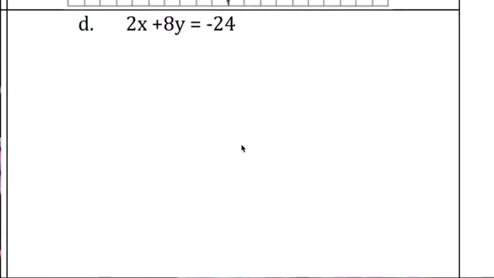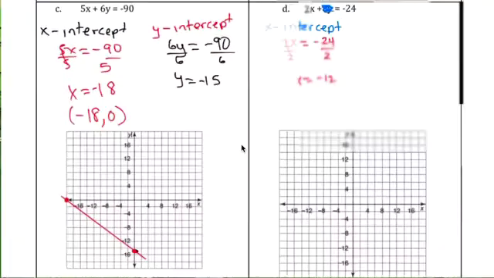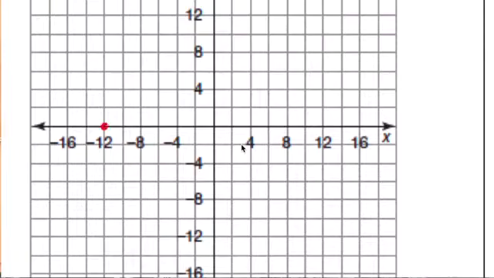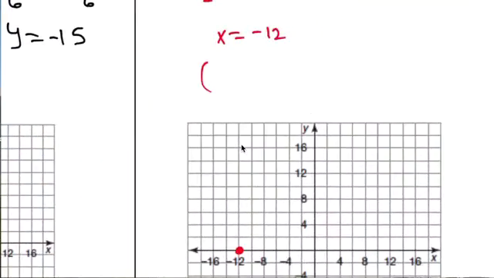You're finding X-intercept. You're basically making Y equal 0. And Y is 0. It's like non-existent. So you pretend it's not there. So that's why we call it cover. So you get 2x equals negative 24. Okay, and to solve for x, you divide by 2. X equals negative 12. So find x negative 12. X negative 12 is right there. That point is called negative 12, 0.